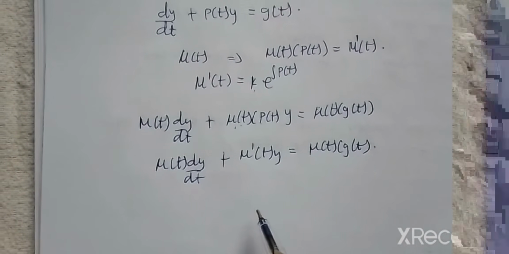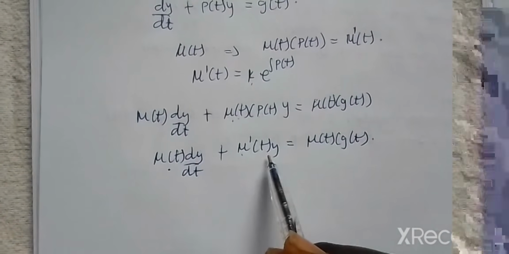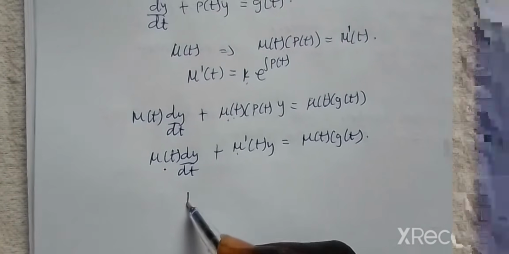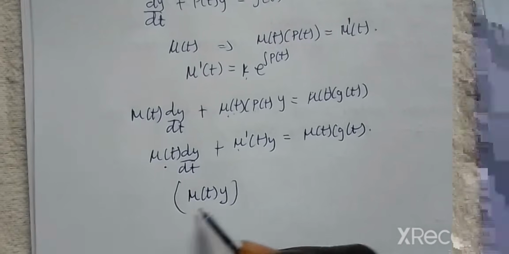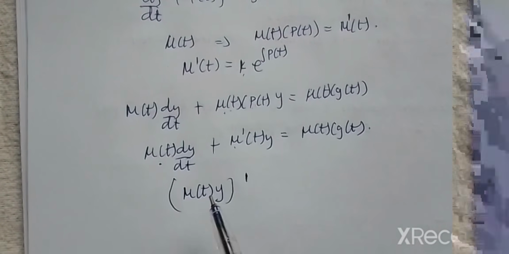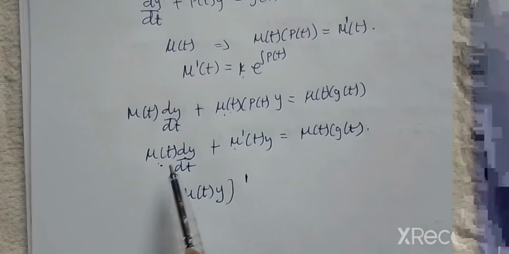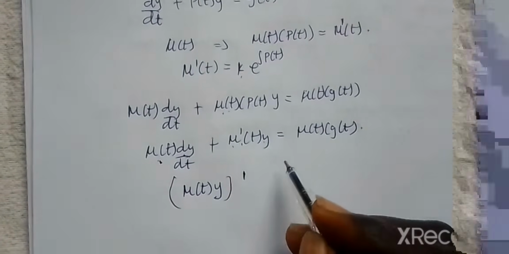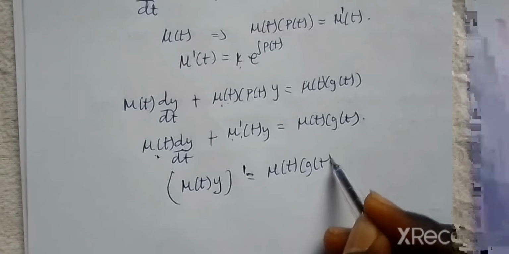Now at this point we know that mu of t dy over dt plus mu prime of t y is the same as the product rule. So this is also equal to mu of t multiplying y, all prime. From the product rule you will differentiate this as the y, we maintain the mu of t. Here we differentiate this and maintain the y. So this is equal to mu of t g of t.